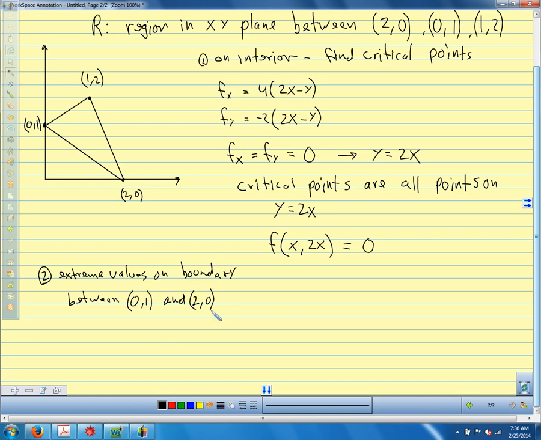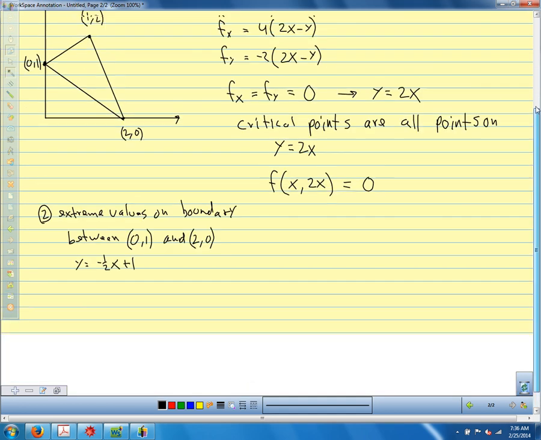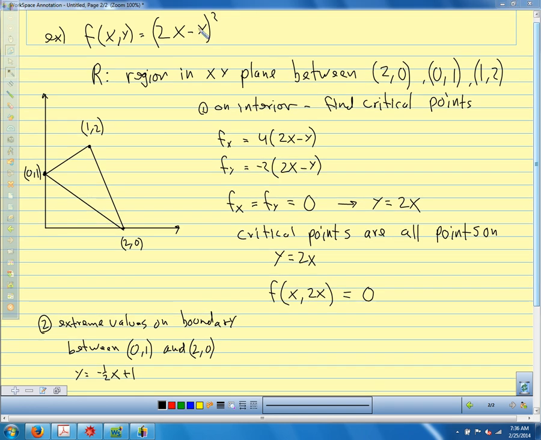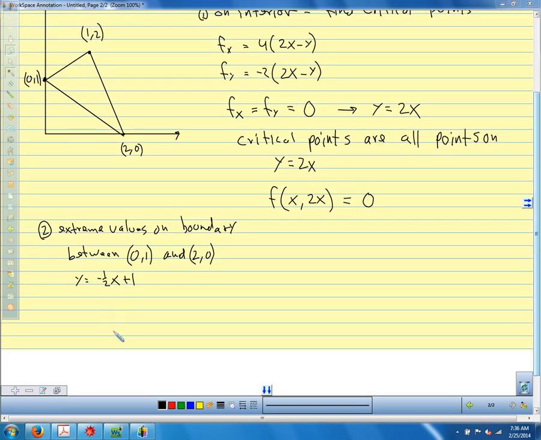I'm going to find the equation of that line. We have y equals, if I find the equation of that line, y equals minus 1/2 x plus 1. So that's the equation of the line between those 2 points. And I'm going to substitute that into my function and find the extreme values on that line.